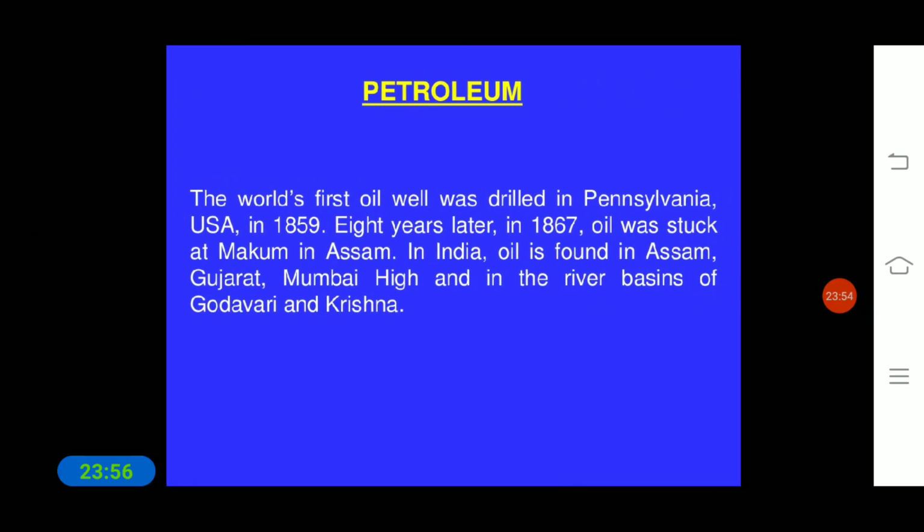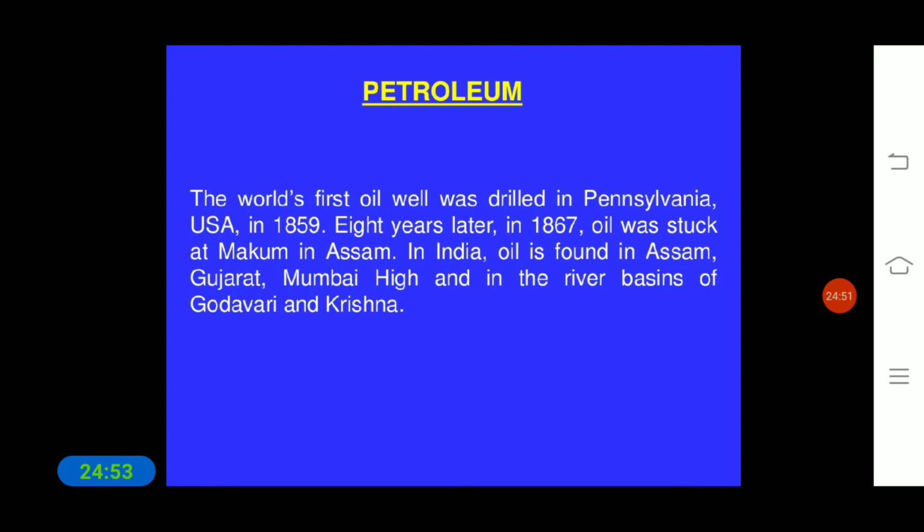The world's first oil well was drilled in Pennsylvania, in the USA, in the year 1859. Eight years later, in 1867, oil was struck at Makum in Assam in India, and oil is also found in Assam.